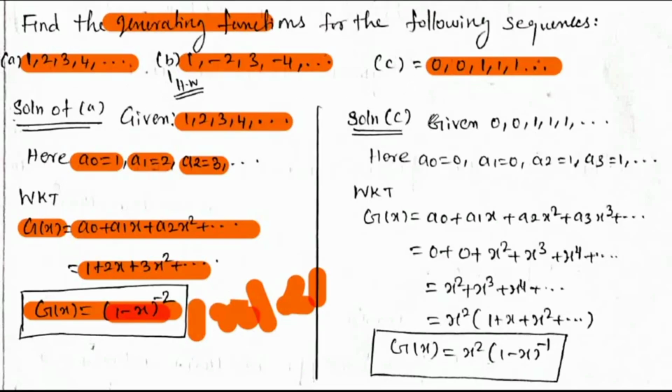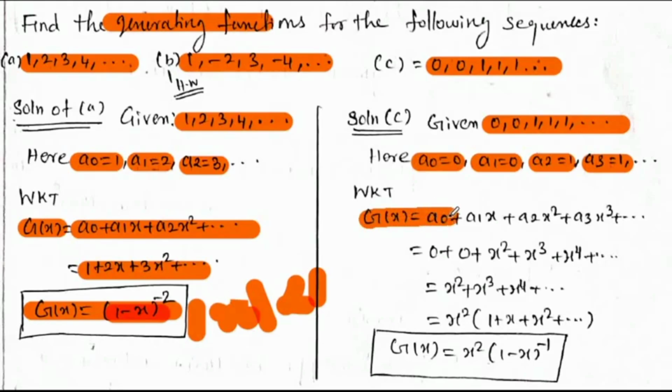Similarly, we solve the third question. What is given? The sequence 0, 0, 1, 1, 1, and so on. The first one is always a naught, so a naught equal to 0, a1 equal to 0, a2 equal to 1, a3 equal to 1, and so on. We know the generating function g of x equal to a naught plus a1 x plus a2 x square plus a3 x cube plus etc. Substituting the given values in this formula, we get 0 plus x square plus x cube plus x power 4 etc.